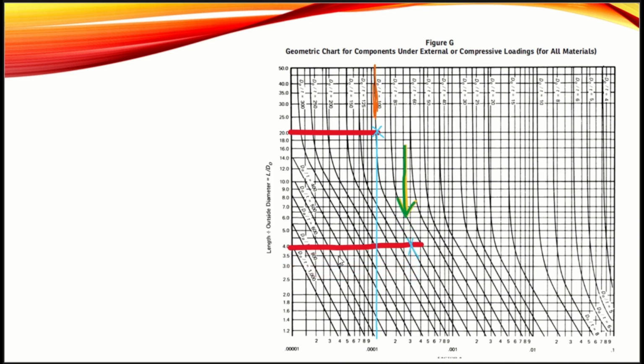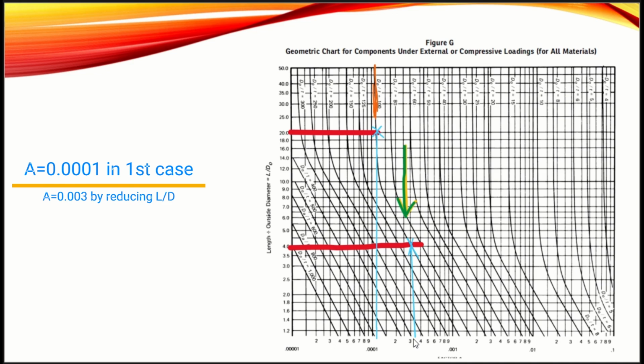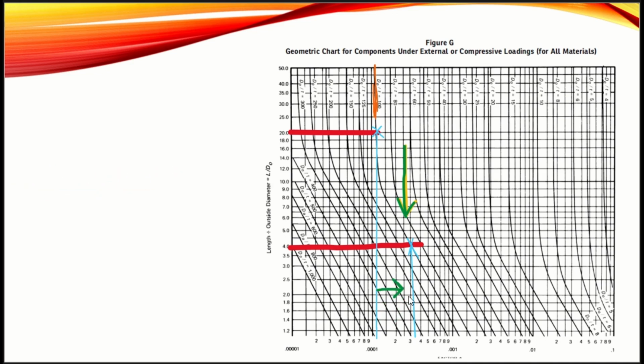So if we reduce the L by D ratio to 4, with our Do by t ratio still 100, and you connect the line, this is our A value connecting point. If you draw a vertical line, you can see here your A value is 0.0003, guys. So by decreasing the L by D ratio, the A value increases, right? This is how stiffener rings help to increase the strength of your vessel. If the A value increases, the B value automatically increases. If the B value increases, your allowable external working pressure also increases.